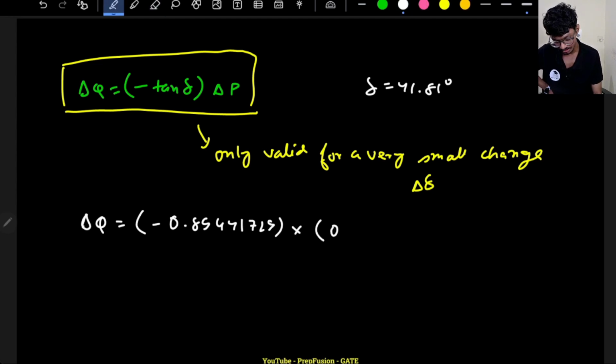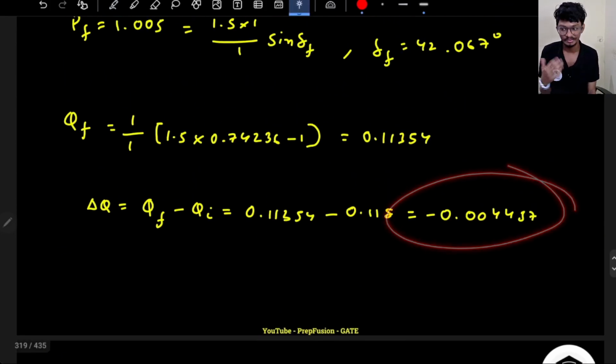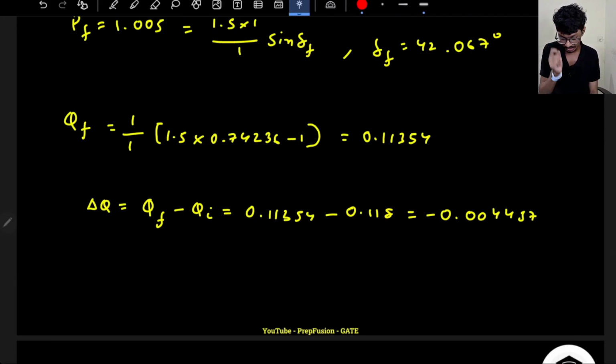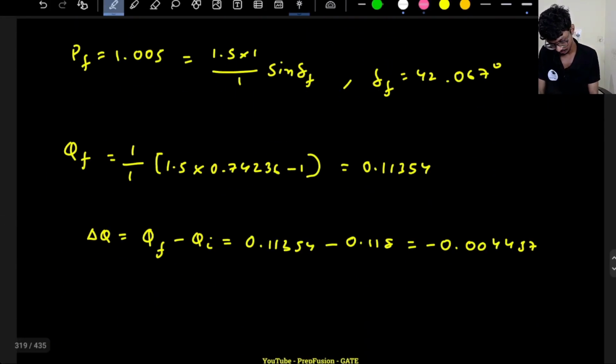Delta P, if you remember, it was 0.005, right? This was the delta P. So this will be my delta Q, multiplied by 0.005. So it comes out to be minus 0.004472. So this is the change in delta Q, which is exactly what we solved here. So miraculously, we are actually correct. But please keep in mind that in the question, this is the answer.